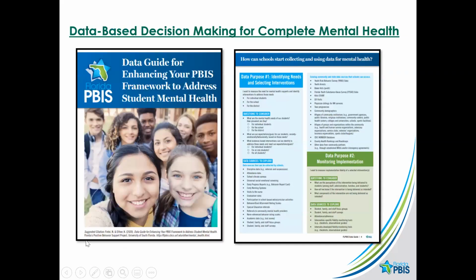And then just a final resource to support teams in using expanded data for behavior and resiliency. So this is the data guide for enhancing your PBIS framework to look at those mental health needs. And Kat, I don't know if you want to expand a little more, but I'm going to turn it over to you for the next piece.